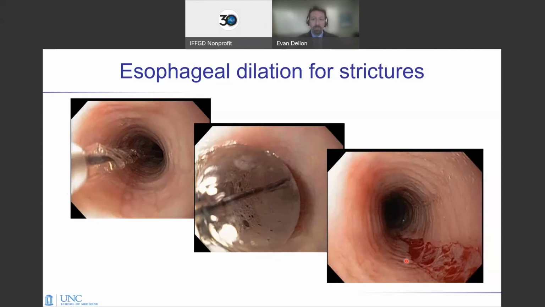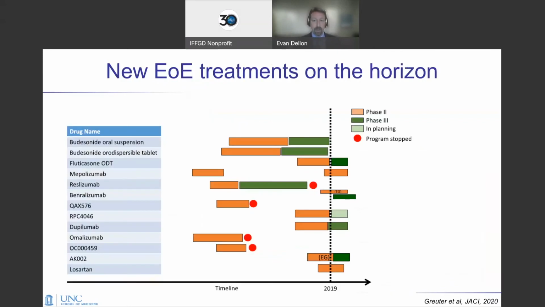This is not an adverse effect or a worrisome tear or perforation, but this is the stretch of the esophagus that allows it to be a larger caliber. From my standpoint, it's important to use the dilation in conjunction with other treatments that are getting rid of the eosinophils, because this is just a mechanical treatment, and you need to do something to treat the inflammation as well.